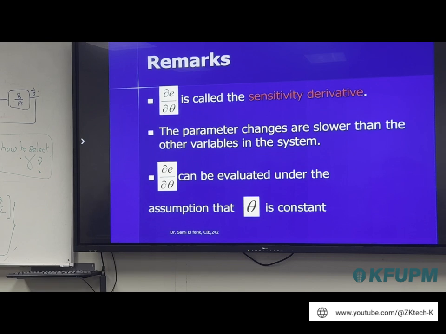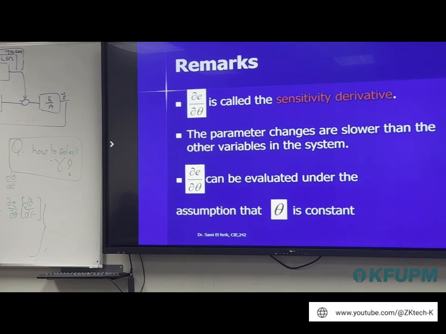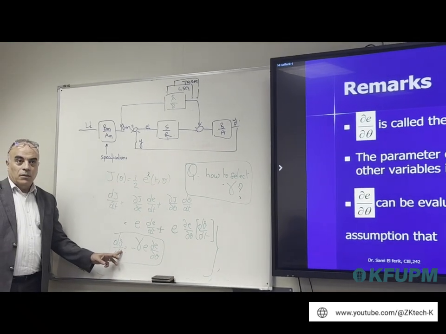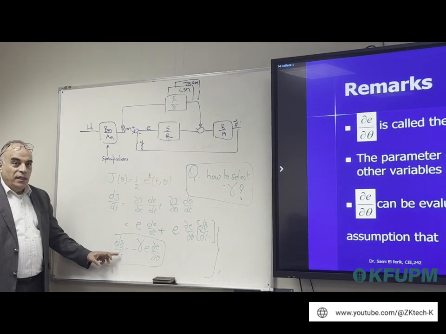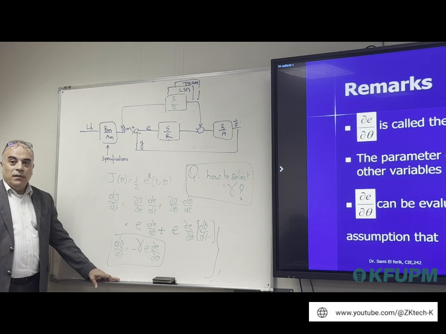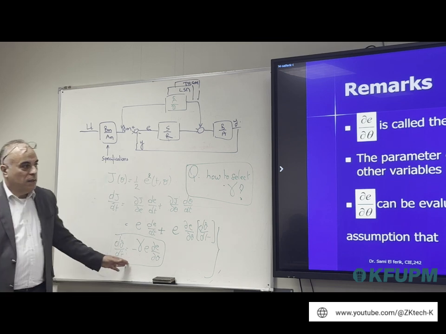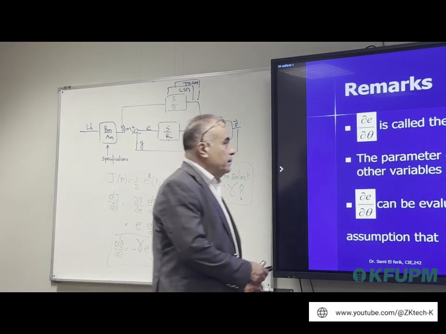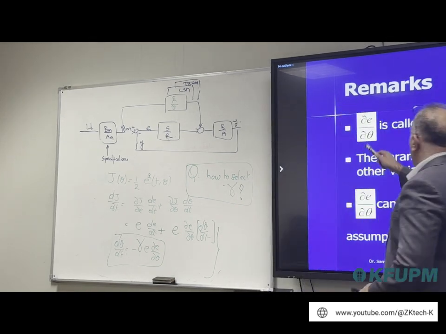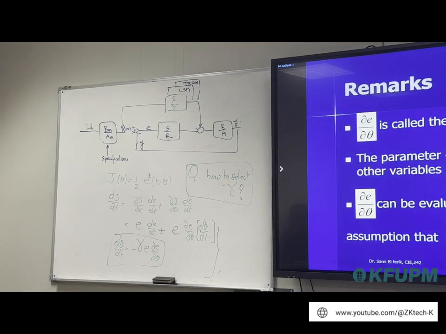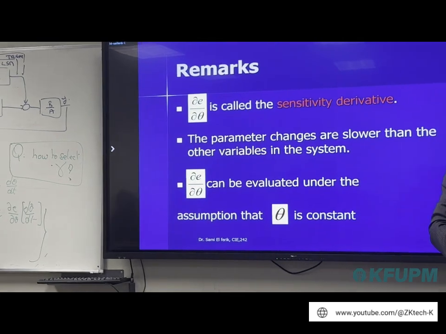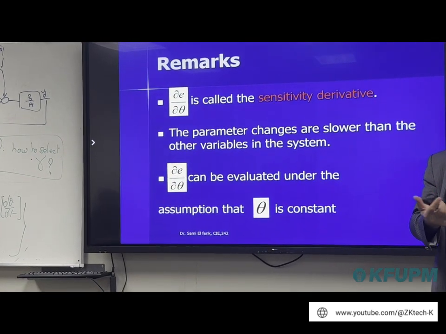The derivative of theta with respect to time is equal to minus gamma times E times the derivative of E with respect to theta. Theta is not one parameter, it could be a vector, so we are going to have as many derivatives as the parameters in that vector. Right? But this is the rule. The derivative of E with respect to theta, we call the sensitivity derivative. So how sensitive is the error to change of parameters? Right? This is the concept.